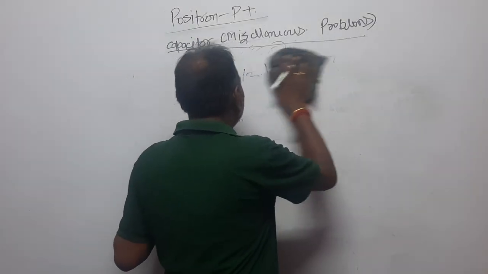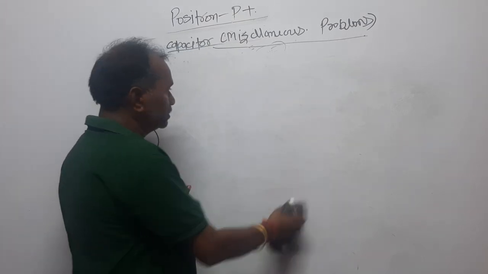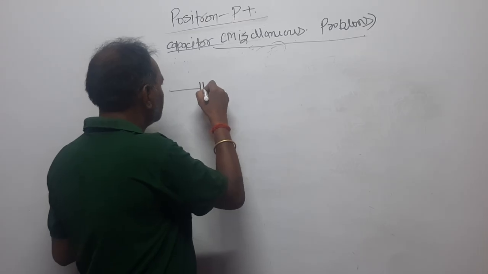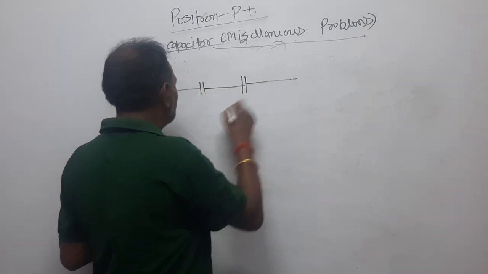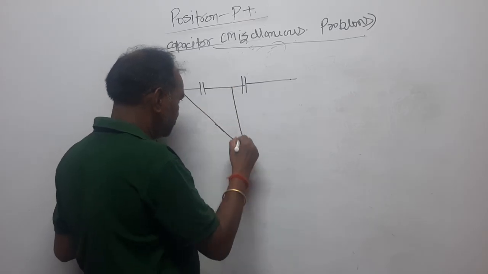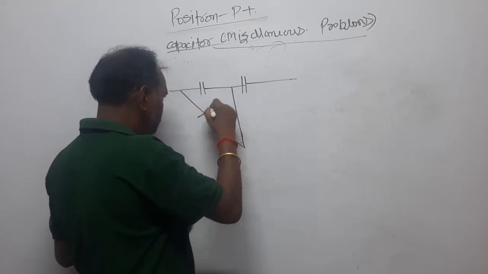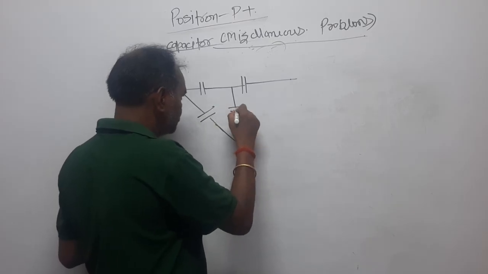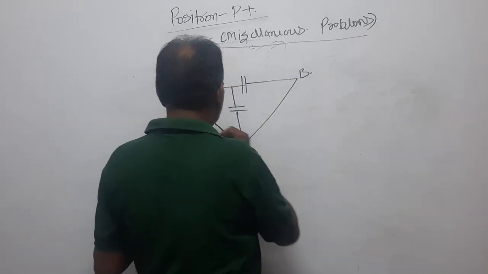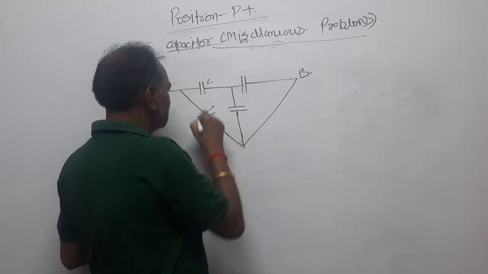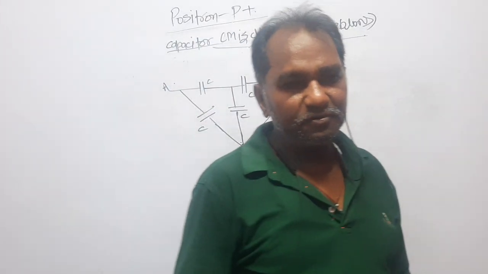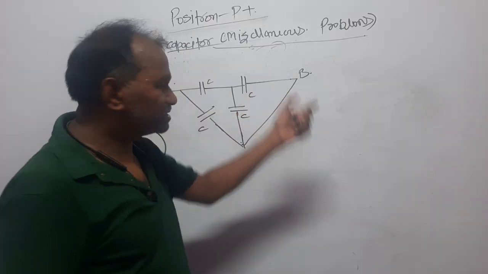Dear student, another problem let's discuss. A problem is like this. This is point A and this is the point B, and let all the capacitors be C. Right? We have to find out the equivalent capacitance between A and B, and the combination is given like this.